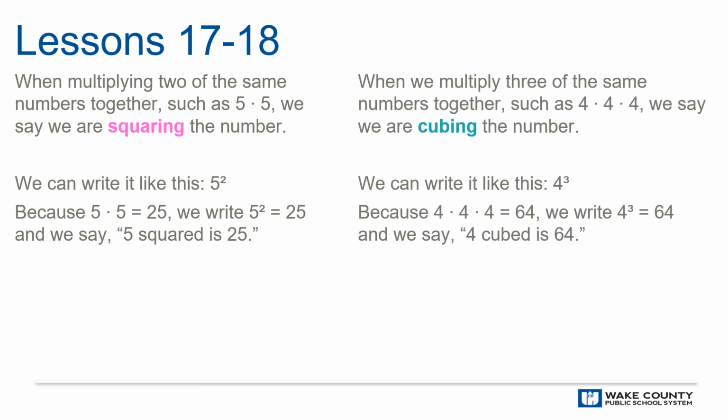When multiplying 2 of the same numbers together, such as 5 times 5, we say we are squaring the number. When we multiply 3 of the same numbers together, such as 4 times 4 times 4, we say we are cubing the number.